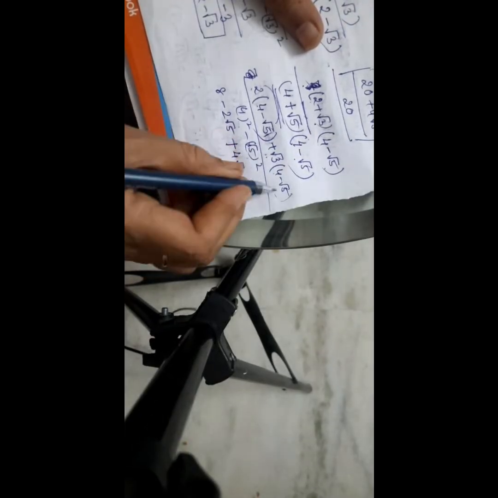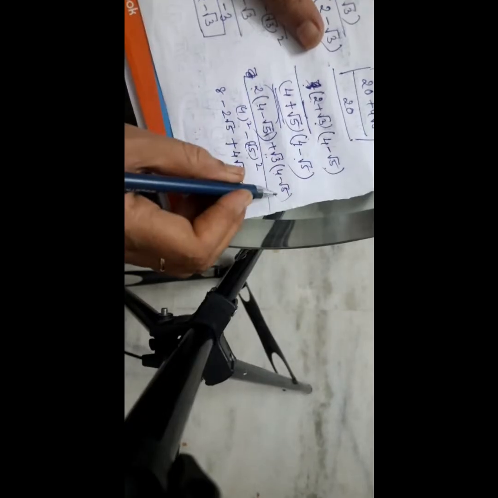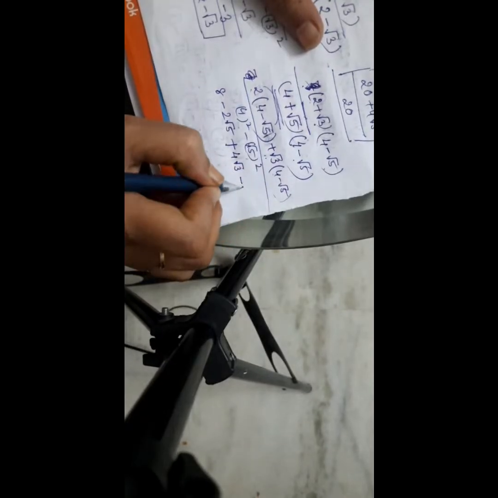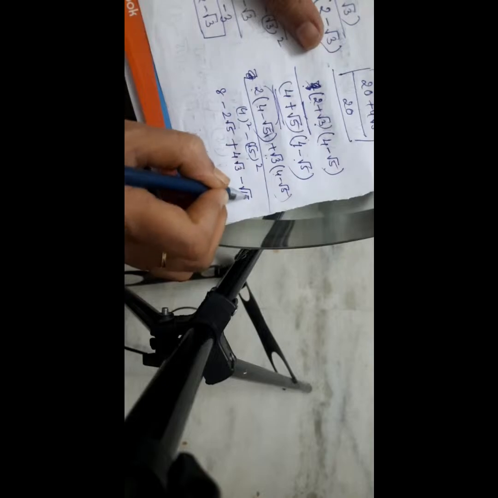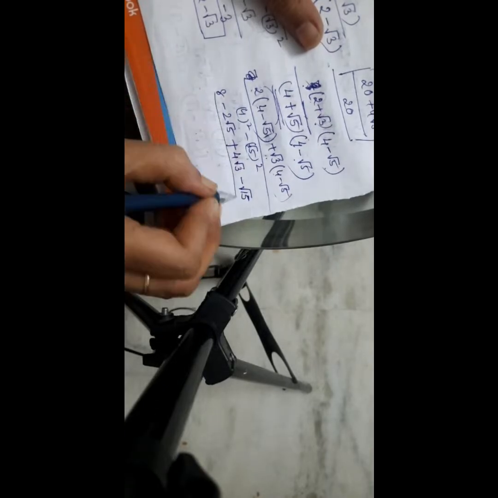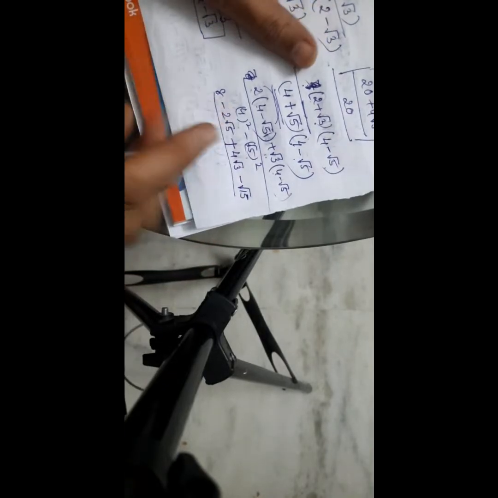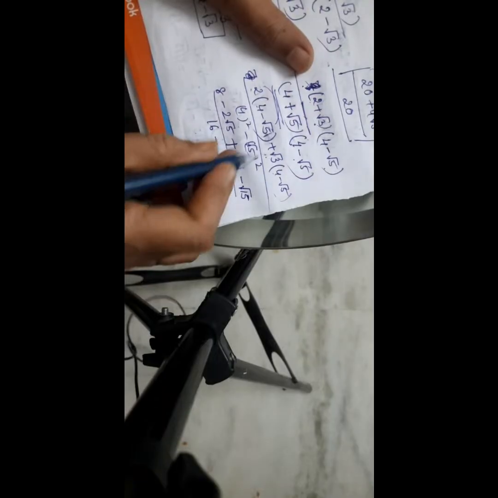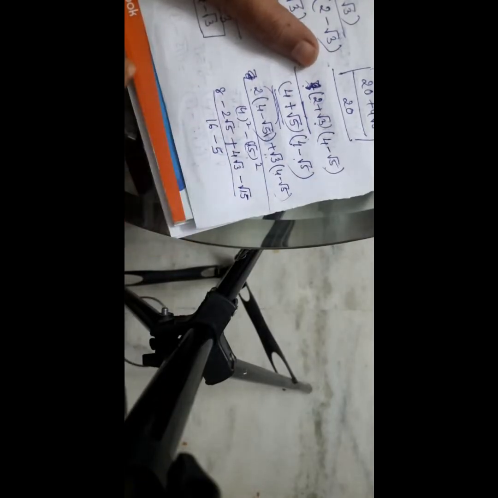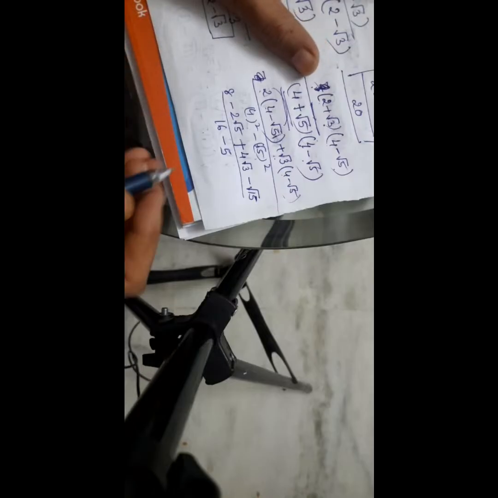Both the numbers are having root. Inside the root, we can multiply. So it is root 15. In the denominator, 4 square is 16. Root 5 square is 5. Now go with the final solution.